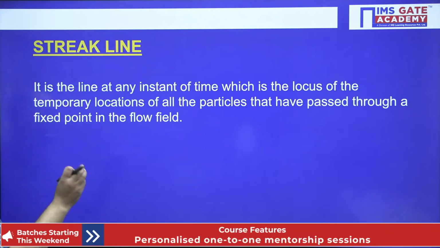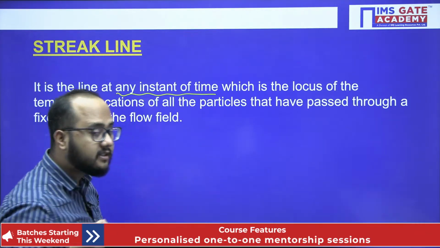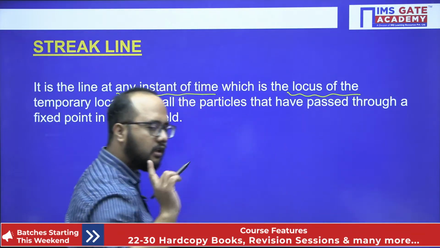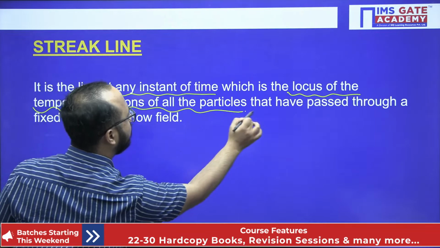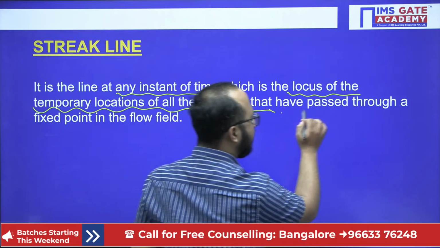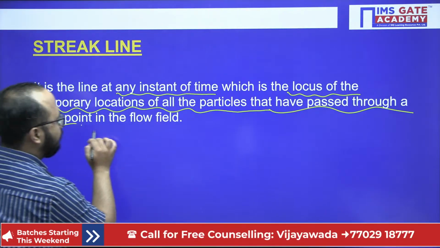So it is the line at any instant of time. First of all, at any instant of time, it is the locus. It is the line which is the locus of the temporary locations of all the particles that have passed through a fixed point in the flow field.